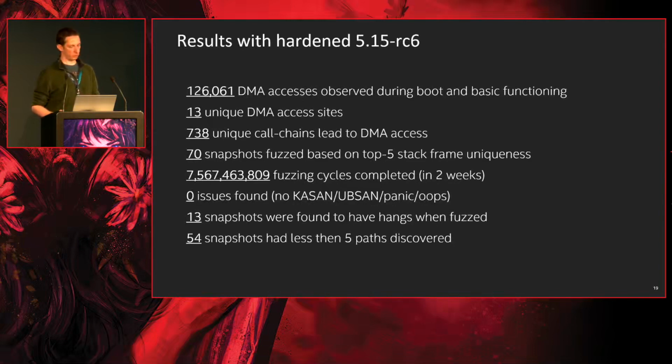So we actually took 70 snapshots based on the top 5 stack frame uniqueness that will cover things like different system calls that lead to VirtIO, page fault, interrupts, background threads. There was an unbelievable number of different contexts that I never even thought were possible to reach VirtIO, but they did. So it's pretty cool. We fuzzed all of these snapshots for 2 weeks. We got 7.5 billion fuzzing cycles. And drum roll, we found no issues.